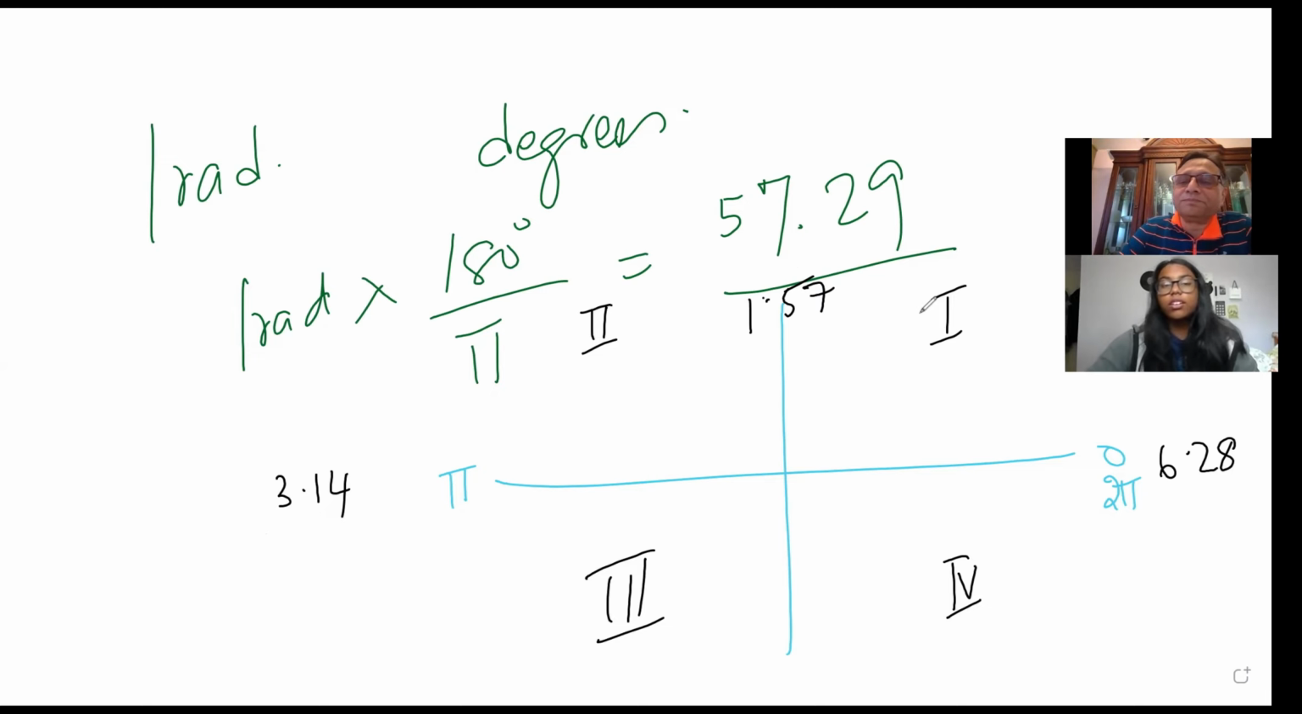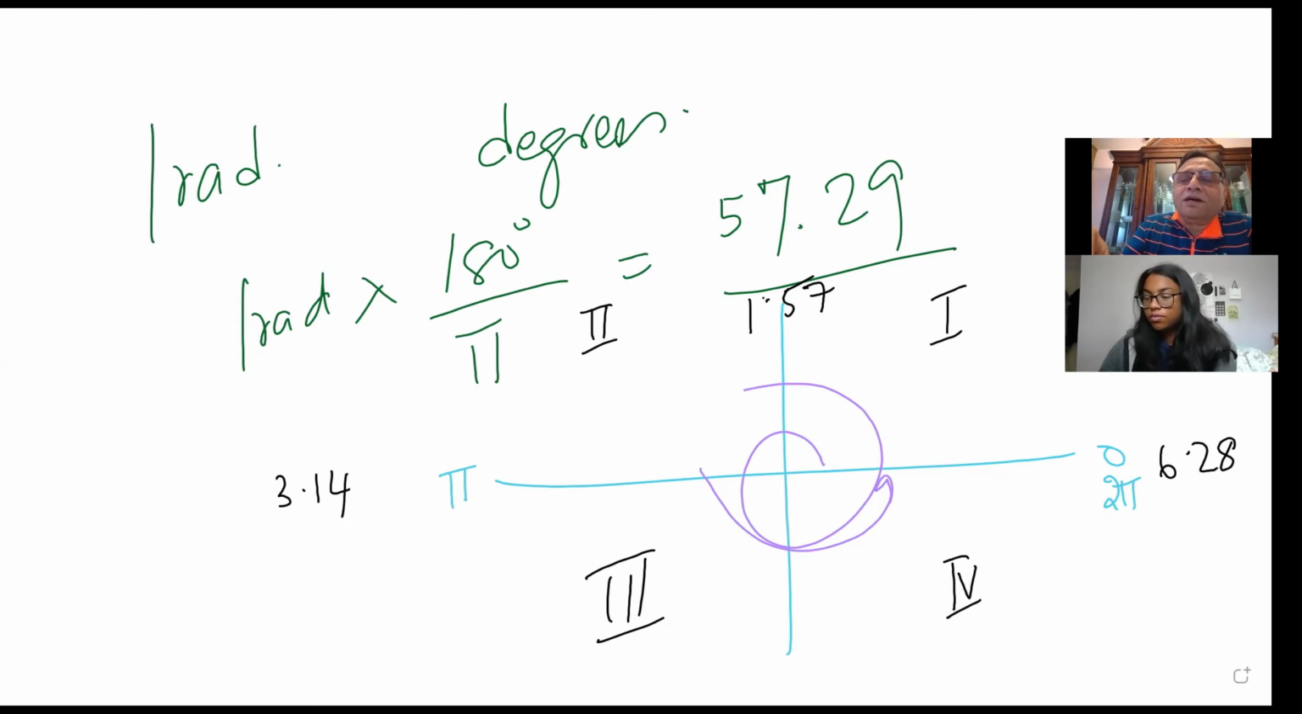So what would be between 3.14 and 6.28? This area, quadrant 3 or 4, right? So any value there. But if it is more than 6.28, that means you are going more than a circle. It's like 400 degrees. It's more than a circle, correct?